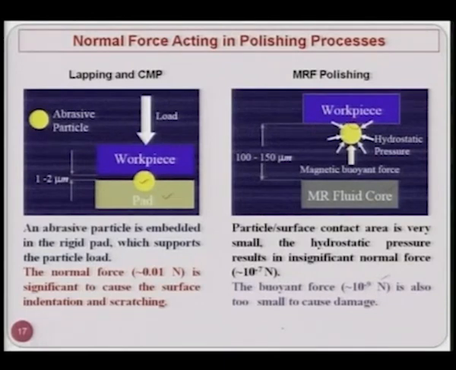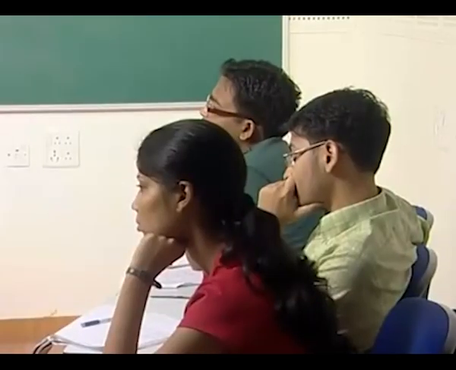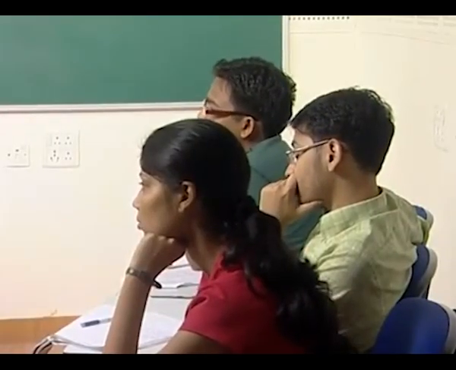So, we can conclude from this discussion that there are good chances of surface damage in case of lapping and CMP. That is why you have a reasonably high rejection rate of components in these processes, while in MRF there is the least chance of damage to the workpiece surface. So, definitely the rejection rate will be very, very low.